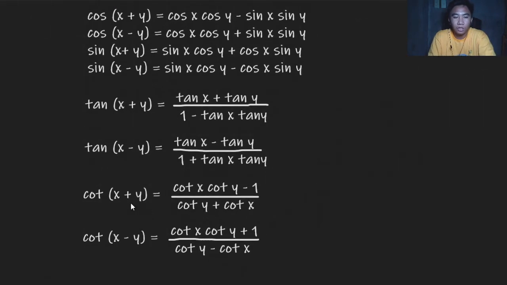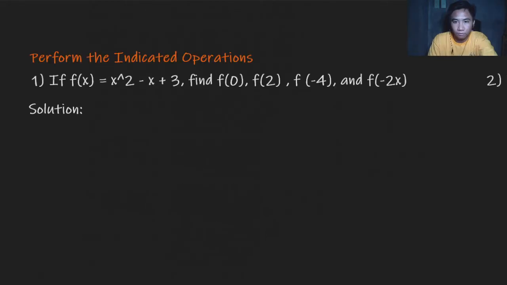So, yung cotangent x naman tayo. So, cotangent din naman tayo. So, x plus y. So, cotangent x, cotangent y, minus 1 all over cotangent y plus cotangent x. So, kapag minus to, mag-change lang siya ng sign. So, now naman, let's assume na alam na natin yung mga formulas ng mga yon.